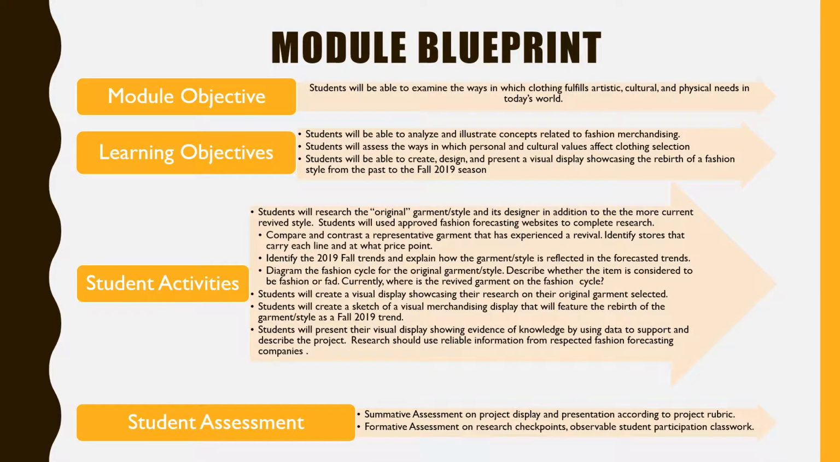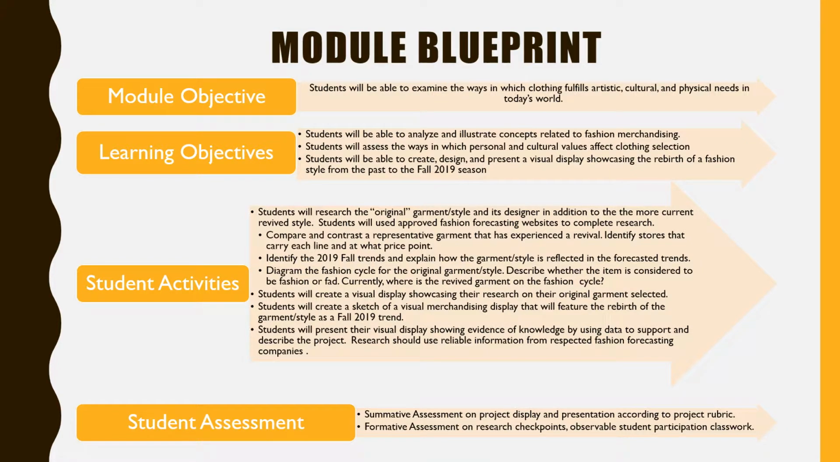Students will be able to analyze and illustrate concepts related to fashion merchandising by creating a sketch of a visual merchandising display that will feature the rebirth of the garment or style assigned from conception to the fall 2019 trend time. Students will assess the ways in which personal and cultural values affect clothing selection by comparing and contrasting a representative garment that has experienced a revival by explaining whether the item is considered to be a fashion or fad using the fashion cycle chart.